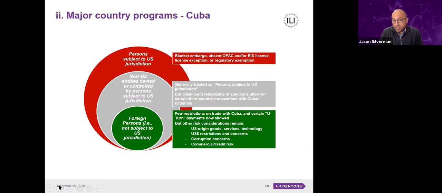But in a way that shares common features with those programs. These ideas of causing a U.S. person to violate the sanctions, or causing a U.S. person to engage in a prohibited transaction, or engaging in a transaction involving U.S. origin goods, services, or technology, are very much common themes throughout these programs.